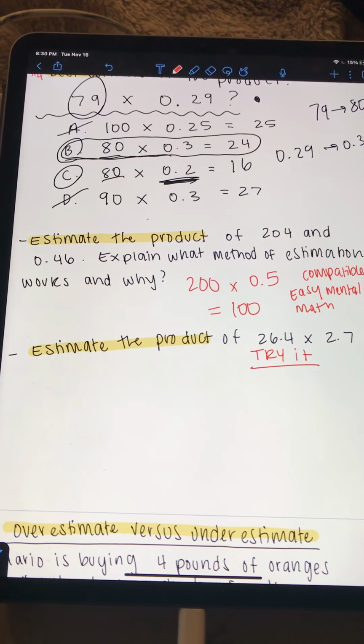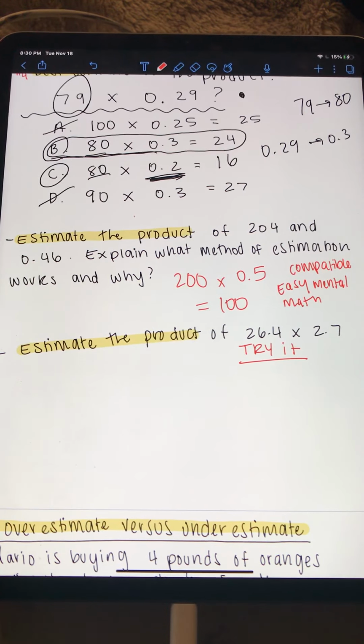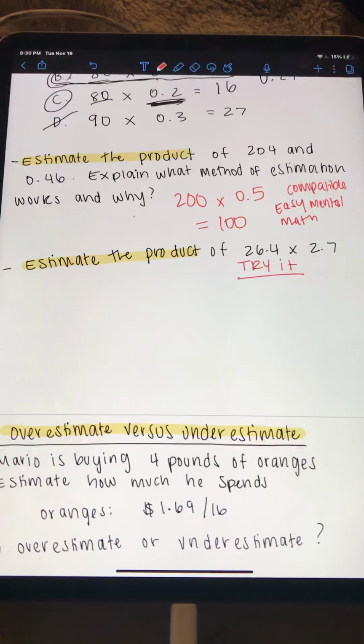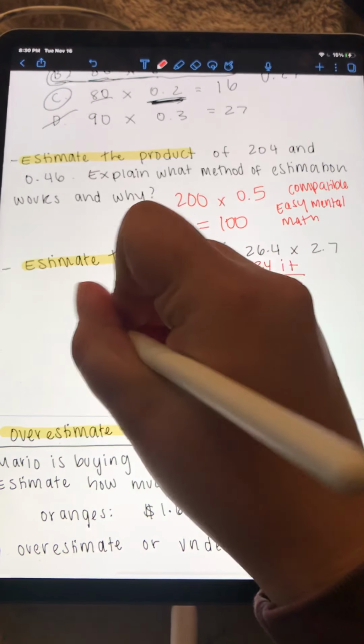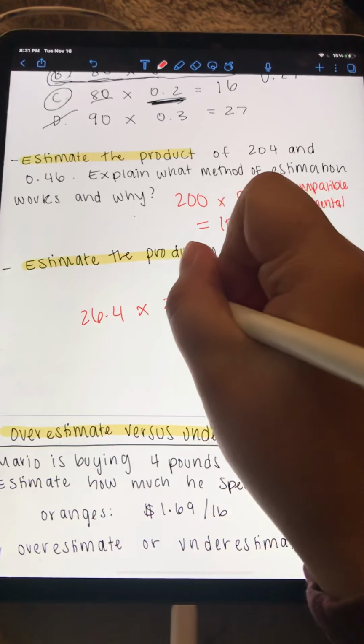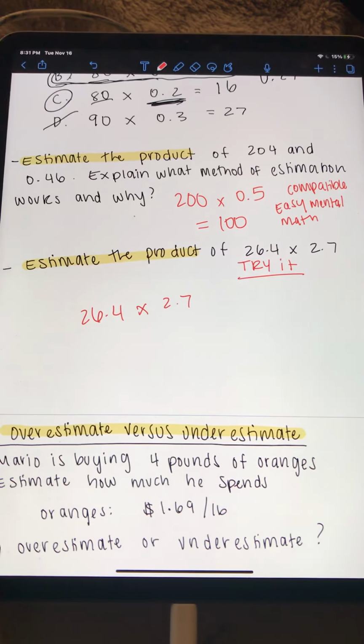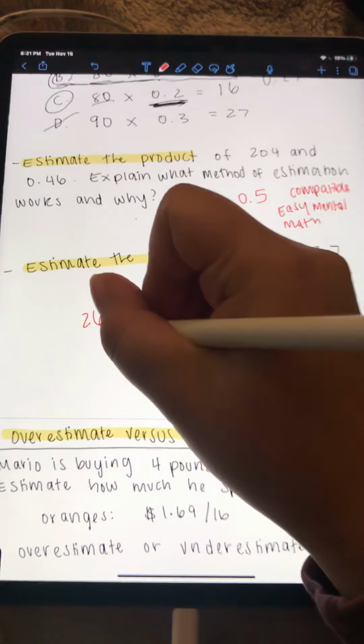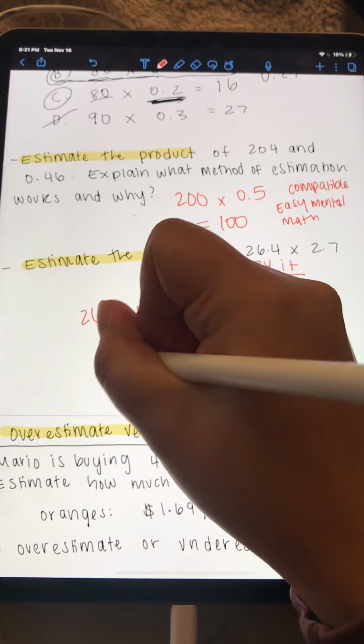So again, maybe you can try this bottom one right here. So maybe pause and try. So we're looking at 26.4 times 2.7, okay? So I want you to try to use compatible numbers to multiply this. So a number that we're really comfortable using that's close to 26.4 is actually 25, right? That's a number that we're very comfortable using.